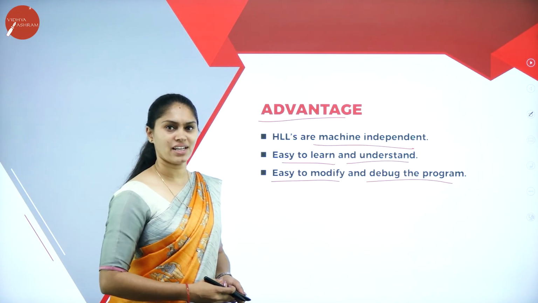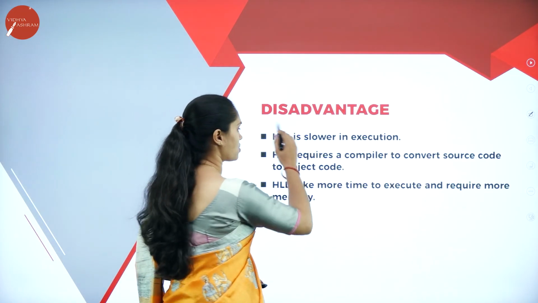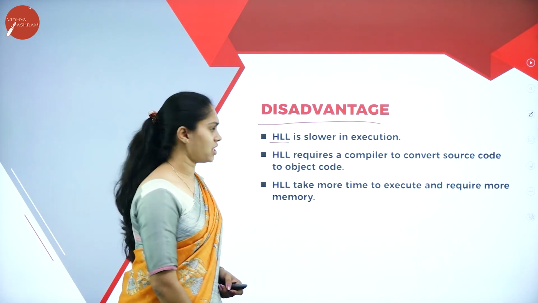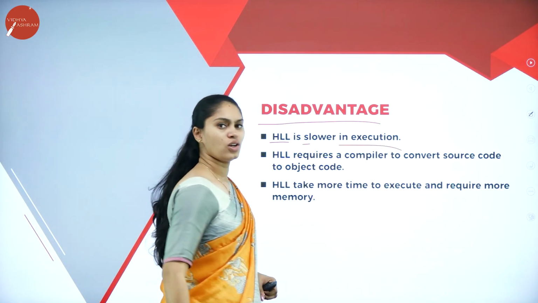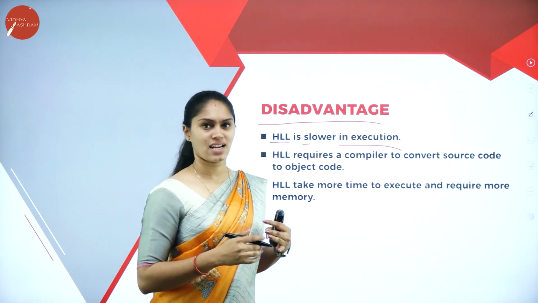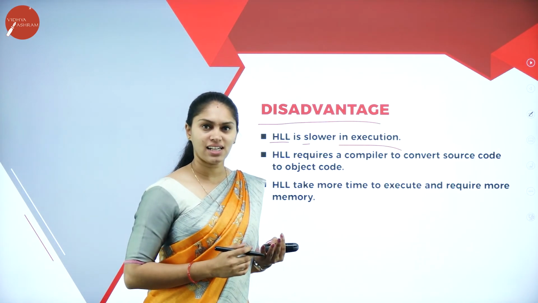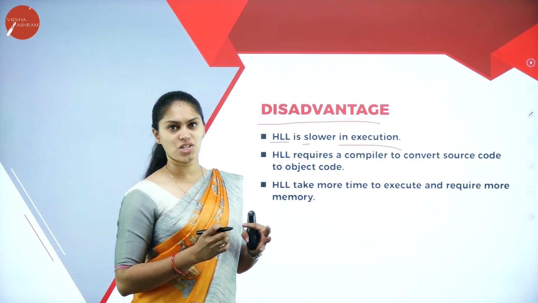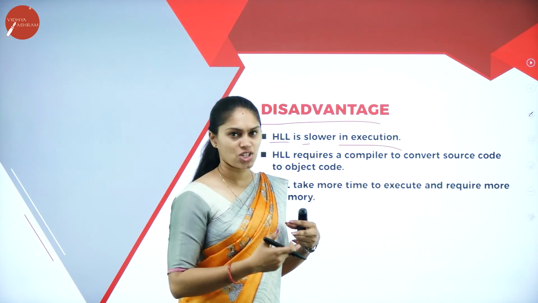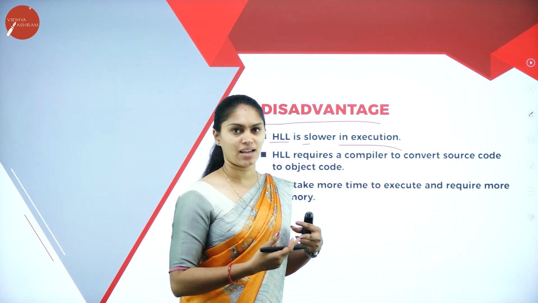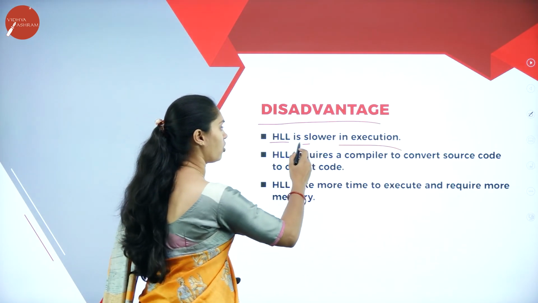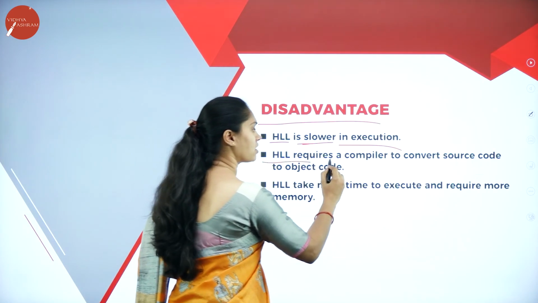If you are having advantages, then there must be disadvantages too, right? So this HLL, that is higher level language, is slower in execution. Why is it slower in execution? Because the computer directly can't understand any of the code which is written in the higher level language. I have to do the conversion from higher level languages into machine understandable language. So the conversion will take time. If it is taking time, then execution time is also going to increase, so that it will be slower in the execution, and this requires a compiler.